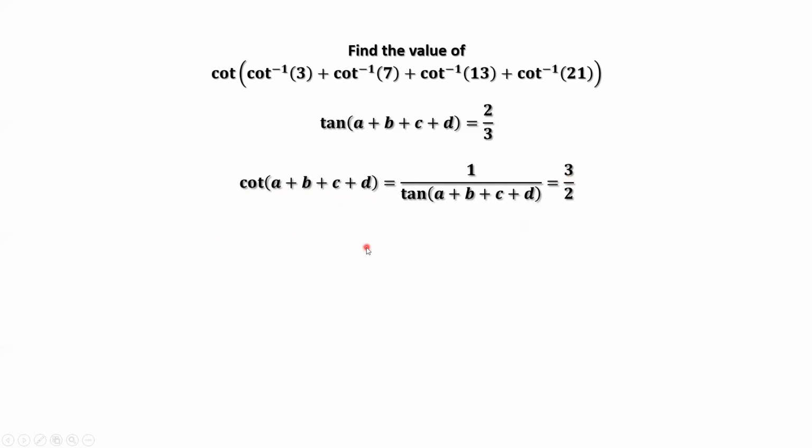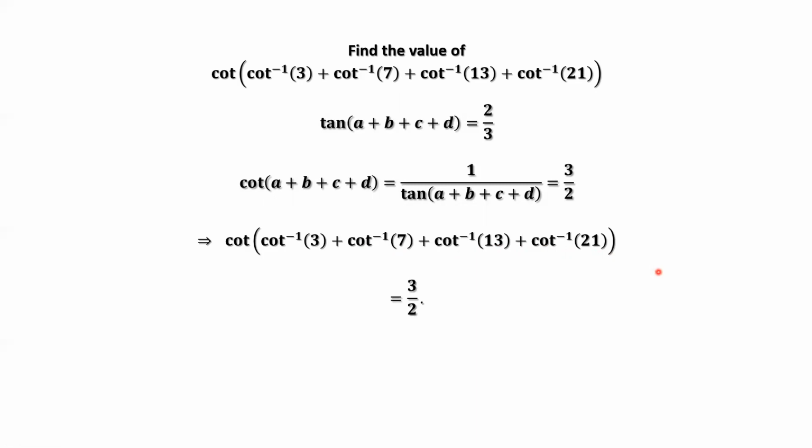What is A, what is B, what is C, what is D? By definition, A is inverse cotangent of 3. B is inverse cotangent of 7. C is inverse cotangent of 13. D is inverse cotangent of 21. Therefore, the final answer is 2 over 3.